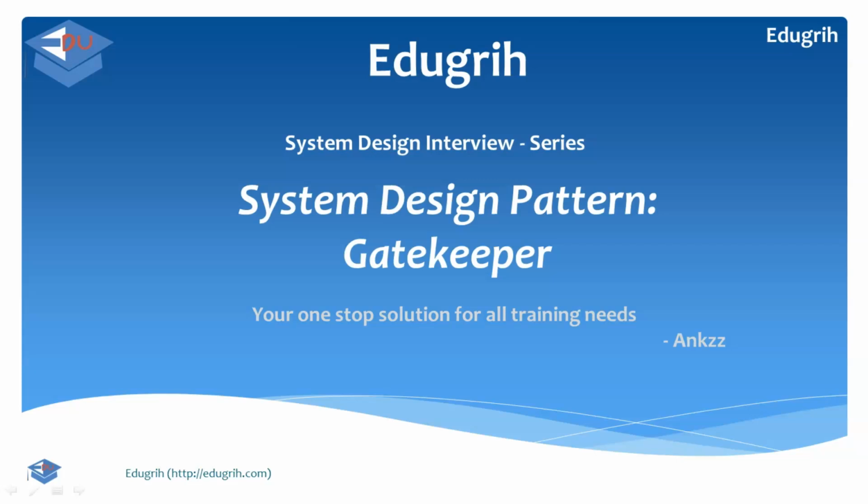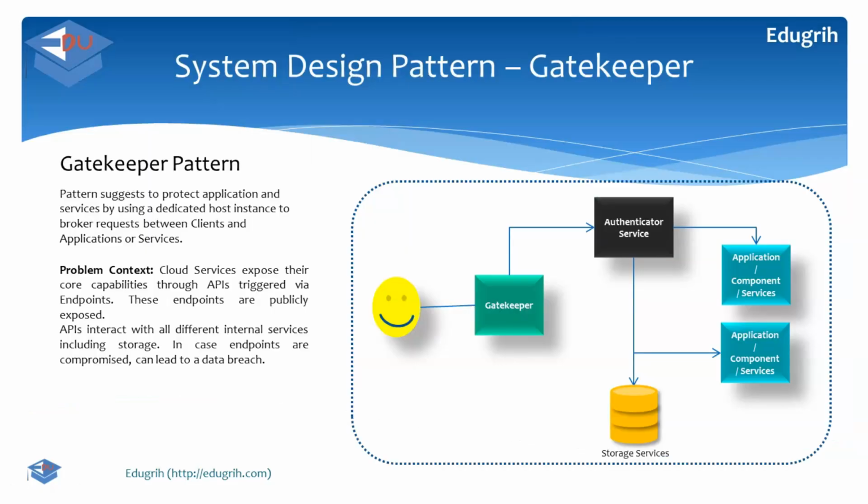Today's topic under system design pattern is Gatekeeper. We'll cover what this pattern recommends, what the different design considerations are, when to use this pattern, when not to, and finally an evaluation against the 5 pillars of system design. The Gatekeeper pattern suggests protecting applications and services by using a dedicated host instance to broker requests between clients and applications or services. Let's look at the problem context which this pattern tries to address.